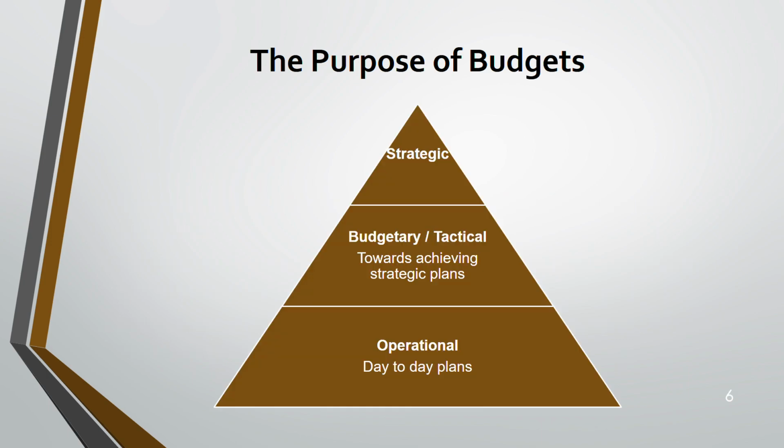Now we are moving on to this hierarchy. You can see the triangle. Top is the strategic, but the width is low there because not many people are at that level who will be making decisions. Only very few key people. Then second, budgetary or tactical, the middle level, they work towards achieving the strategic plan. And the last one is the day-to-day plan, done at the operational level.